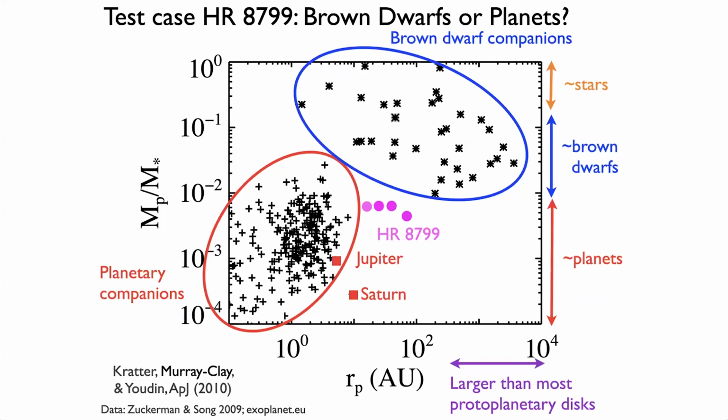All right, what about making HR 8799 by gravitational instability? You can do that too. This is from 2010, so that's why there aren't very many points in this plot. But here's our planetary companions, brown dwarf companions. Notice how HR 8799 in this distance mass ratio plot sits right in between them.